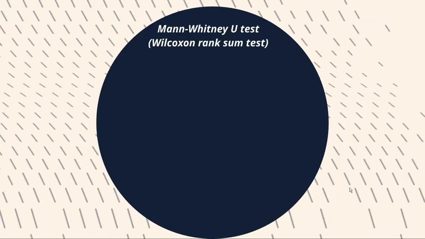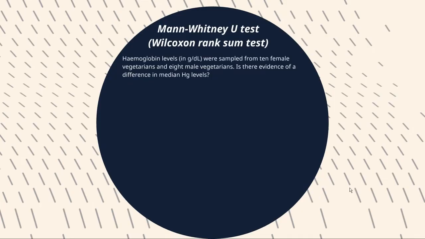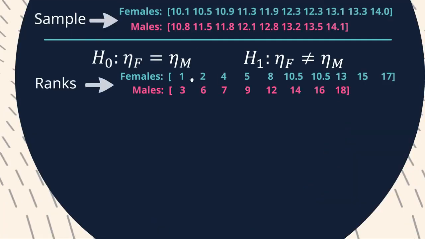In this context, the test evaluates hemoglobin levels among female and male vegetarians to uncover potential median differences, with statistical significance playing a crucial role in the analysis. Data ranking remains essential, as it organizes values from smallest to largest, rather than merely concentrating on differences from a specific reference point, and tied ranks may arise across categories.